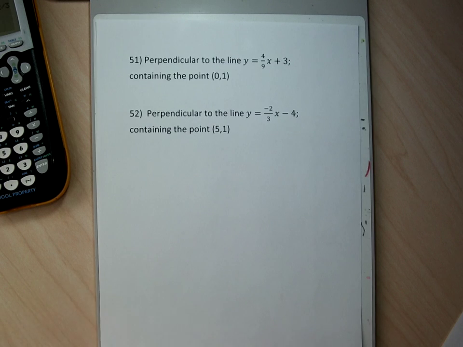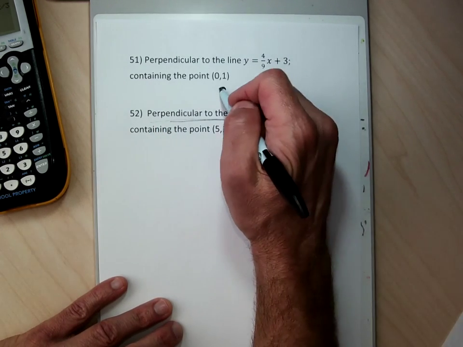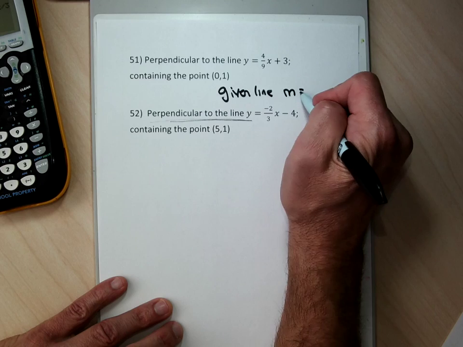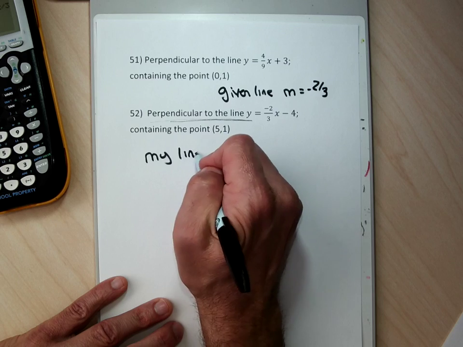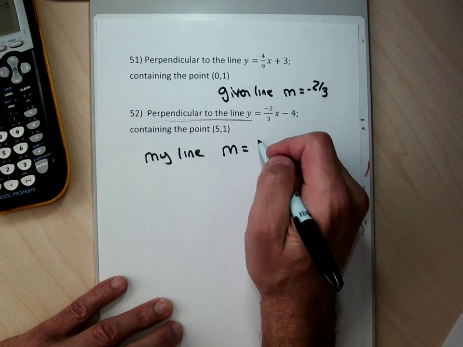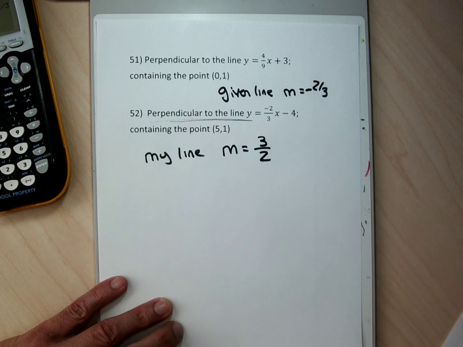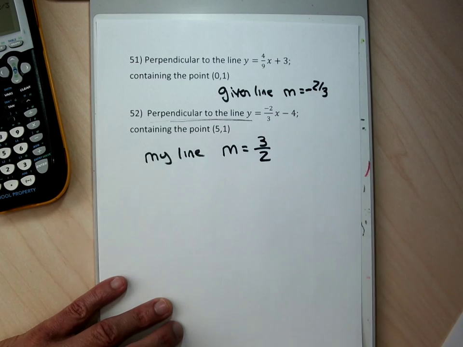All right, so 52. As again, I'm given the equation of a perpendicular line. The given line has a slope of negative 2/3. My line, because it's perpendicular, its slope is going to be the reciprocal with the sign change. The reciprocal of 2/3 is 3/2. The original line had a slope of negative, so my line has a slope of positive. Perpendicular lines have slopes with opposite signs. So if the given line has a negative slope, your line has a positive slope, the perpendicular line does, and the reciprocals.